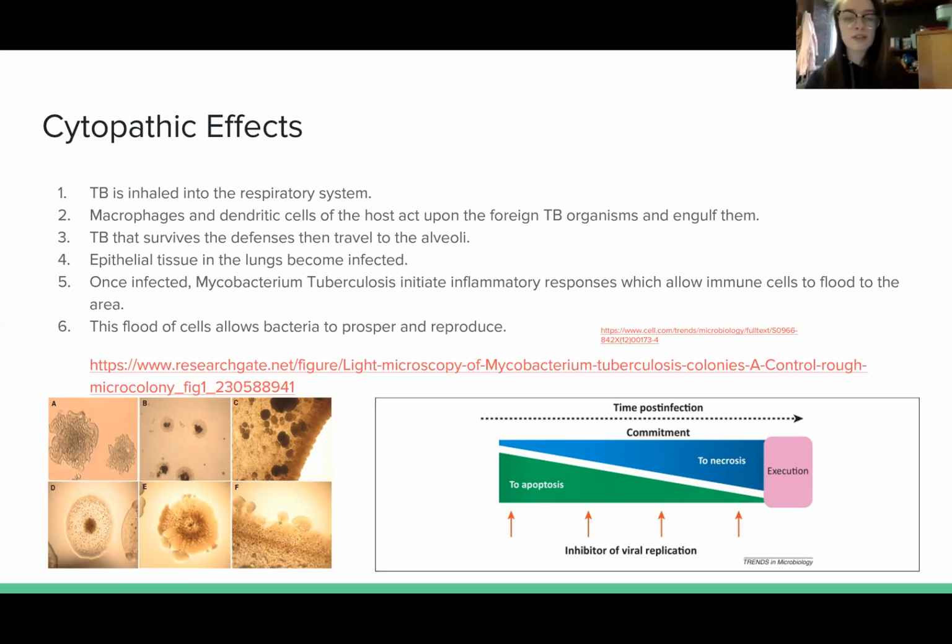In this bottom left corner, we have a picture of tuberculosis, and the bottom right has a diagram of cytopathic effects in general regarding apoptosis, necrosis, and execution.